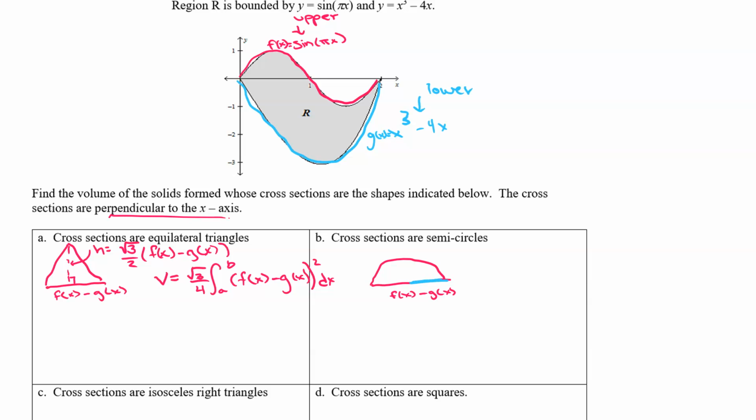So you need to bear in mind we're talking about our radius to find that volume, right? And our volume for this guy is pi over 8, the integral from a to b, the difference between our curves.